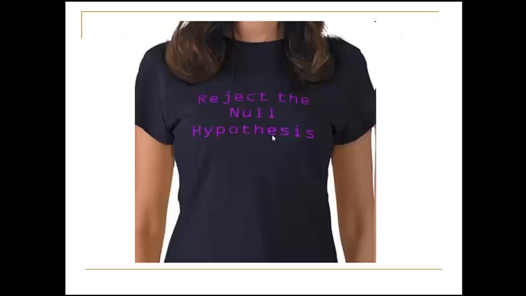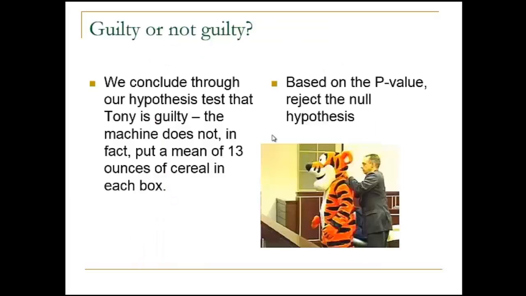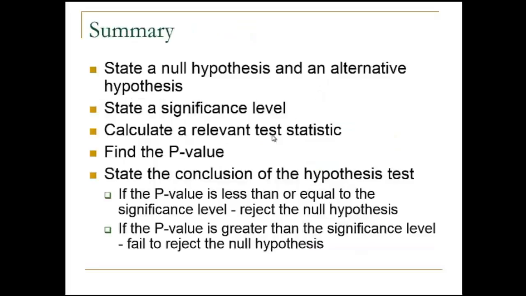It's less than the significance level. Based on the p-value, reject the null hypothesis. We conclude from our hypothesis test that Tony is guilty. The machine does not, in fact, put a mean of 13 ounces of cereal in each box.